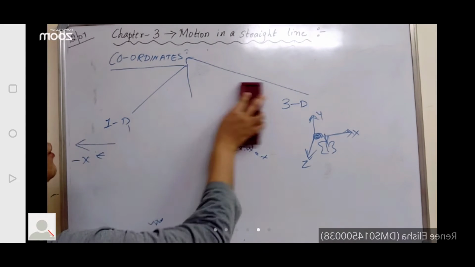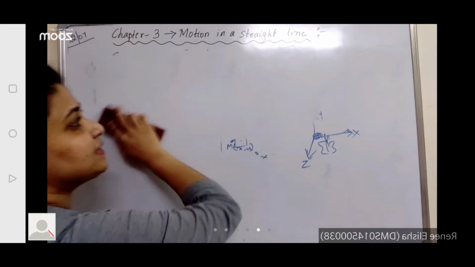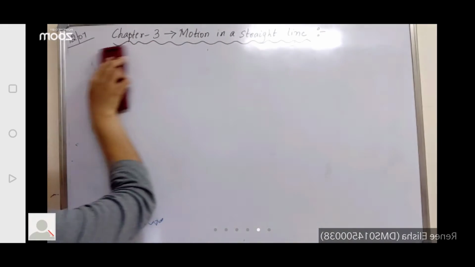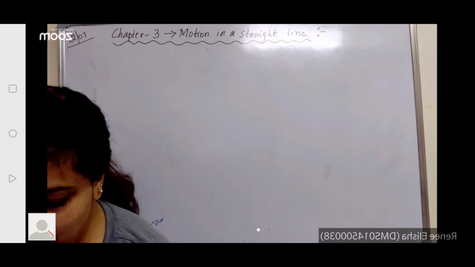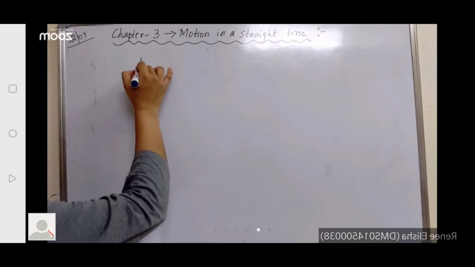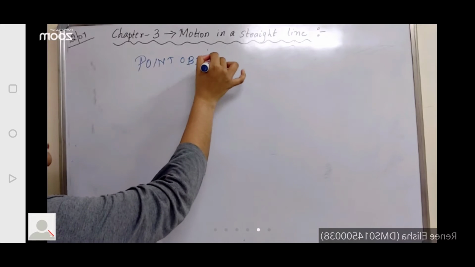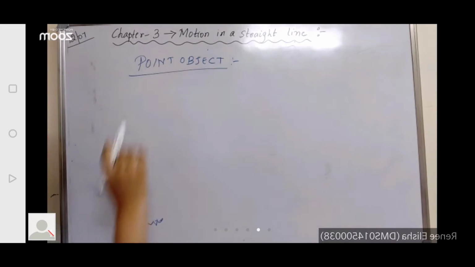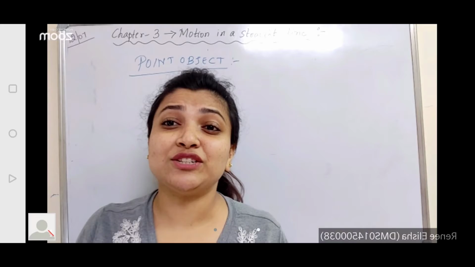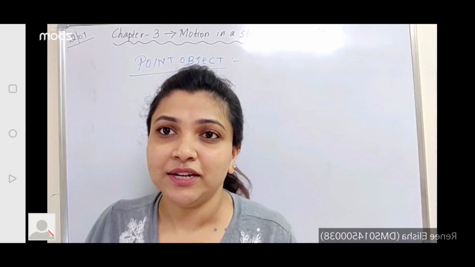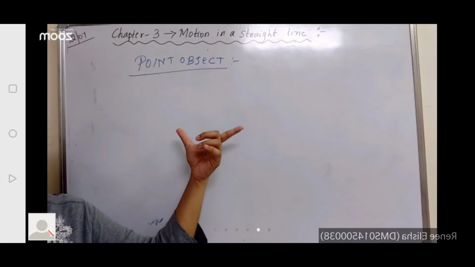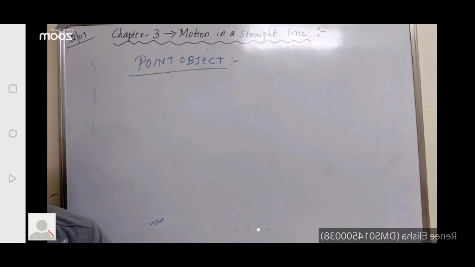Okay, so after knowing about coordinates, the next thing that we are studying is, what do you mean by point object? See, these are all things which you have already studied in grade 9. So this full chapter is so easy that you're just brushing up your concepts which you had studied earlier. So what is a point object? It's called a point object.